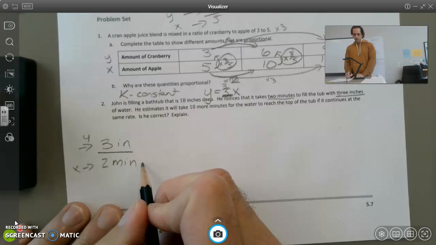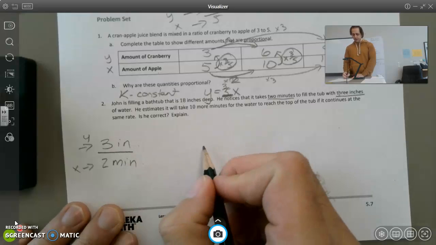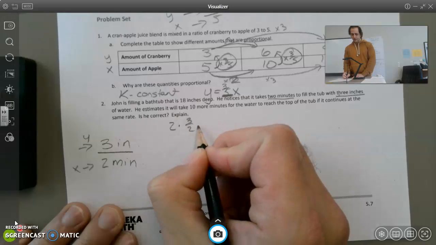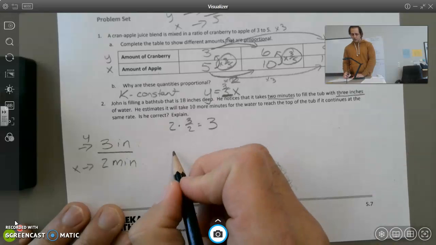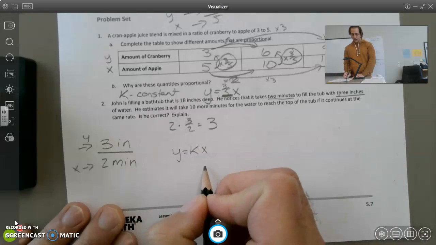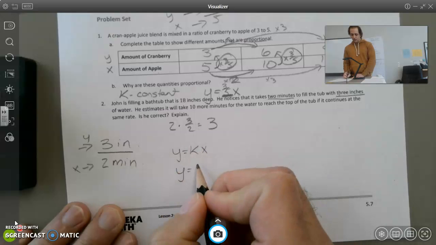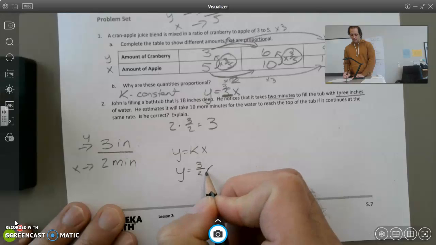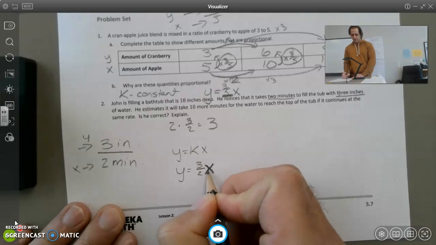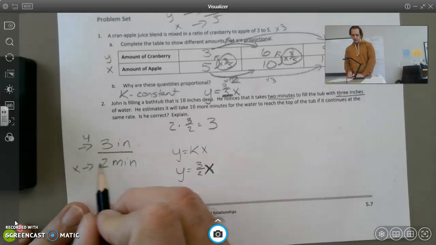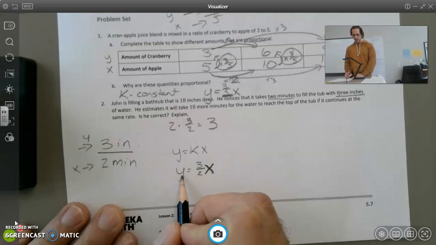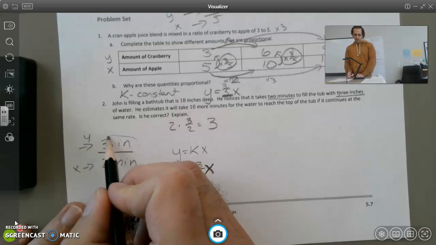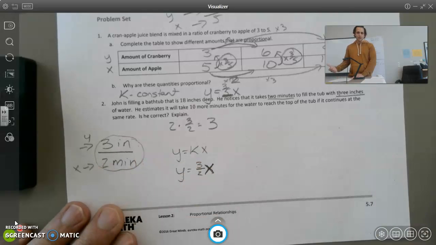So what do I need to multiply X by in order to get Y? Well, 2 times 3/2 is equal to 3, right? So that would mean my Y equals KX. Y equals 3/2 times X. In order to get Y, I have to take X, which is 2, multiply it by 3/2, and I get Y. And if you look, your rate is right here. They have given you the rate. That is your constant, the rate that they give you.